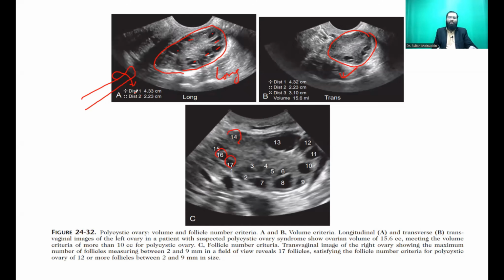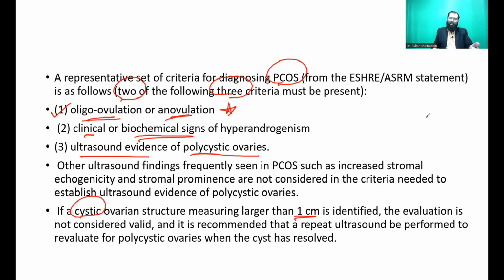If you see the volume calculation, this is one distance, this is the second distance, and this is the third distance, AP, trans and CC. And if you calculate the volume, it is coming out to be 15.6 cc, which is more than 10 cc. That means this fits for polycystic ovarian morphology. Okay, this is PCOS morphology. If any one of these other criteria is there, either the biochemical signs or the oligo-ovulation, then we would call it PCOS proper.